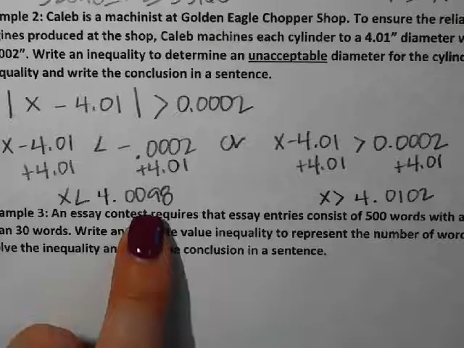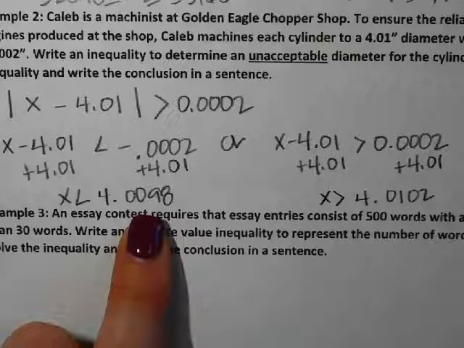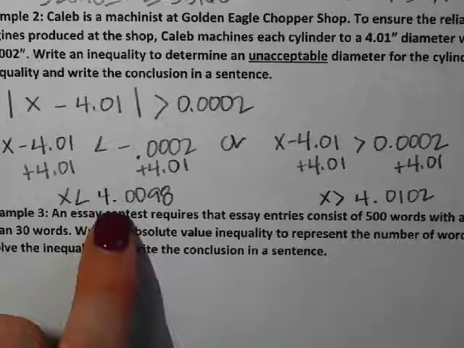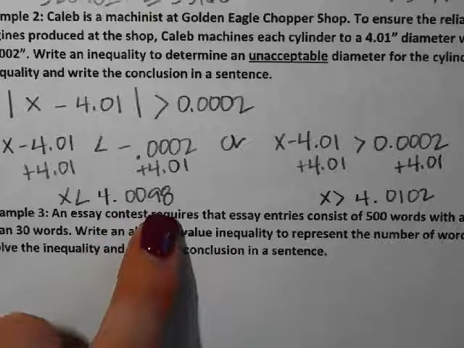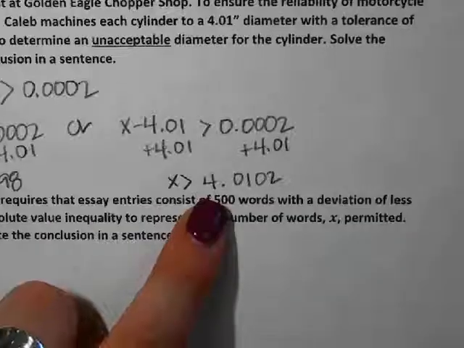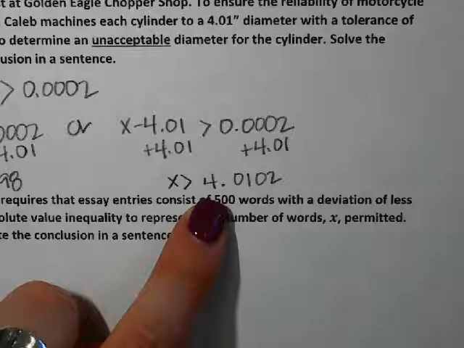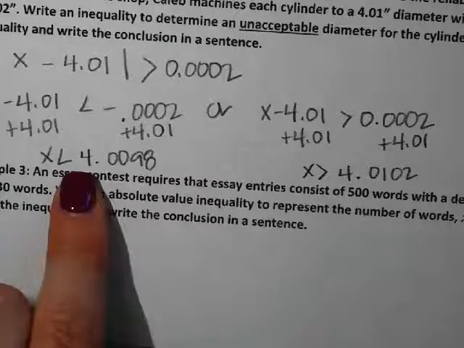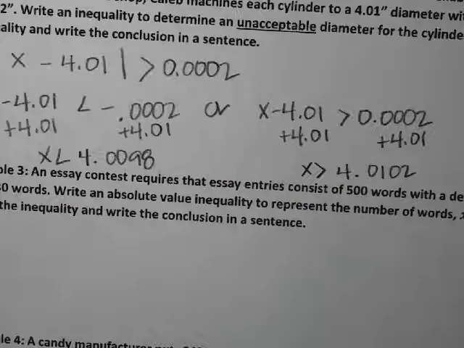So in a sentence, we would say an unacceptable diameter is one that is less than 4.0098 because it wouldn't be a tight enough fit, it'd be too loose, or one that is greater than 4.0102 because that would be too big altogether. So it would be unacceptable if you're less than that or greater than that. It's got to be in between those. Okay.